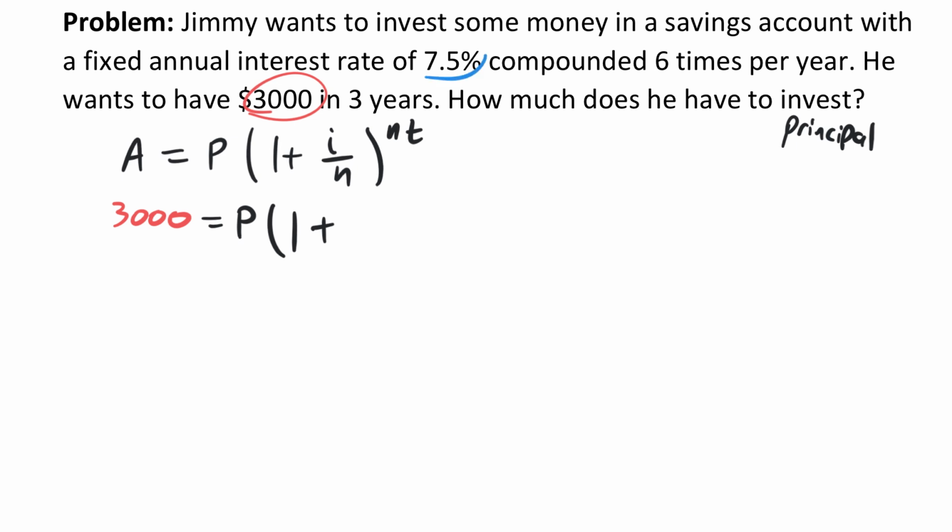We'll take our 7.5% and put it as 0.075. Right, we divide it by 100 to make it a decimal. The compounding period is 6 times a year, so that's going to be our N, and the time is 3 years. So times 3. Now, when we type all that in, we end up with a number next to the P. So let me go ahead and type that in.